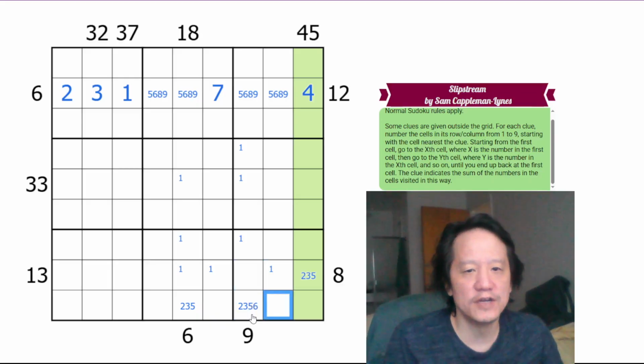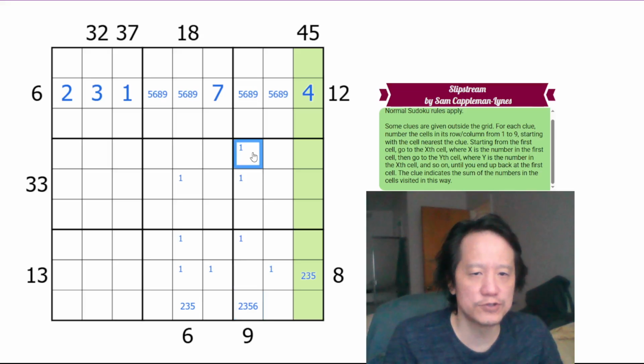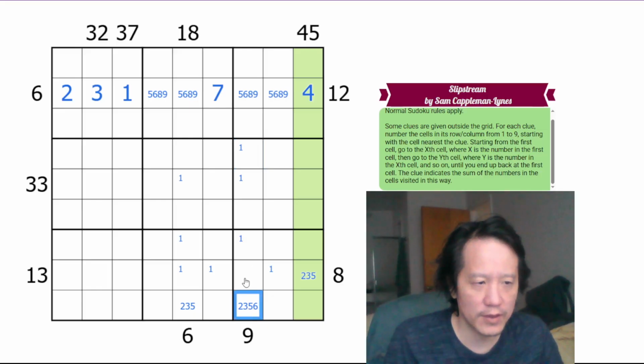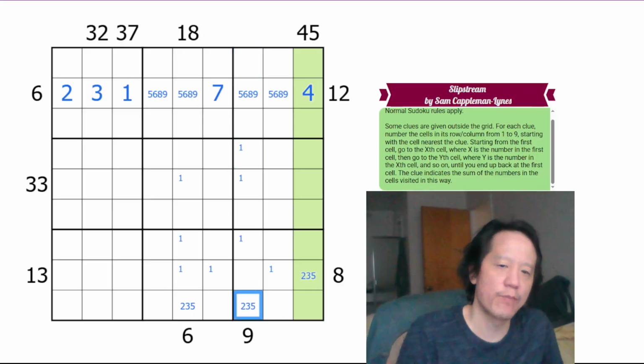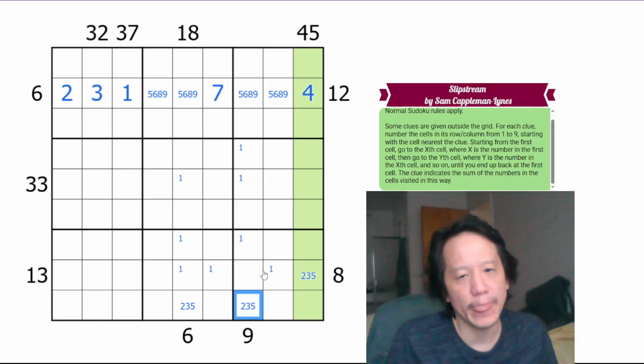So if this is 2 and 6, this way, it would first have to go to 2, because 1 can't be here. So it'd be 2. That would force this to be 1. 2 would be here. That would force this to be 6, which would force this to be 1. So you can never have 6 here. Interesting.